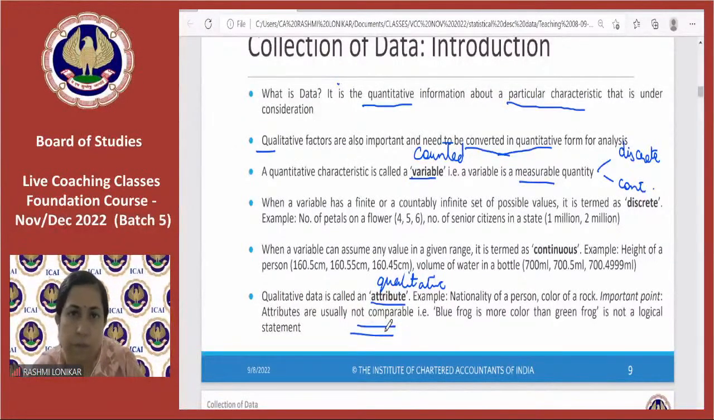of just the color. Suppose I have 2 red roses, more red, less red. That comparison becomes very subjective. So I may have a different view and you may have a different view. That is why we say these are not logical statements. So we will usually talk about qualitative data in terms of attributes.